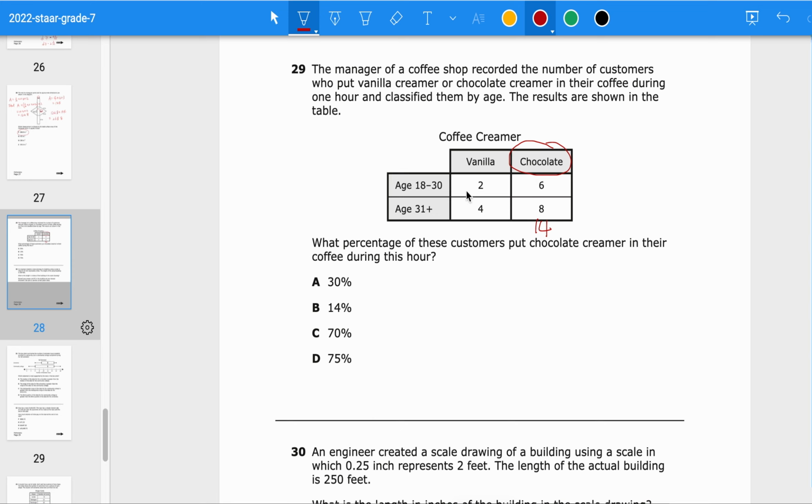And we have vanilla people, we have 6. So chocolate, we have 14 people. And in total, we have 6 plus 14, which is 20. So 14 over 20 is 70%. C is correct.